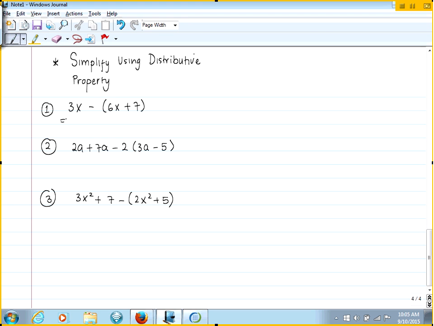You distribute. So, what do we have? 3x minus 6x minus or plus? Minus 7. So be careful, you have to distribute. Yeah, the minus sign. So now combine like terms. 3x minus 6x, negative 3x minus 7. Finish.